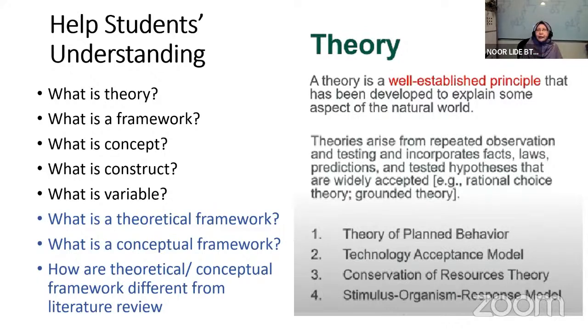All right, so there are lots of definitions of theory, and most of the time they are quite consistent. Number one is a well-established principle or a well-established observation that has been developed to explain some aspect of the natural world. This definition of theory is quite common. It arises from repeated observation, testing, and so on. There are lots and lots of theories out there.